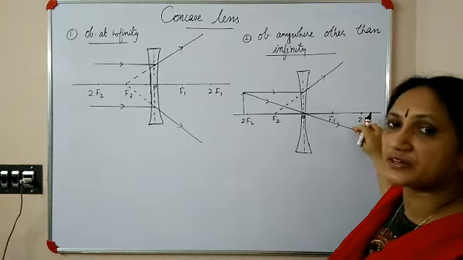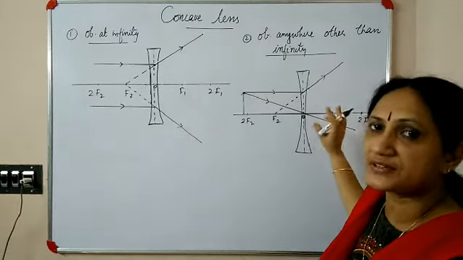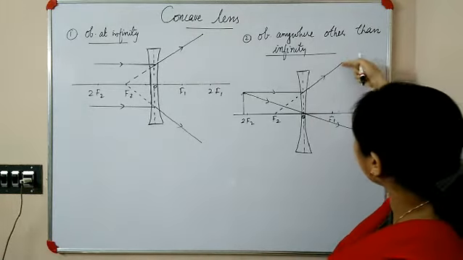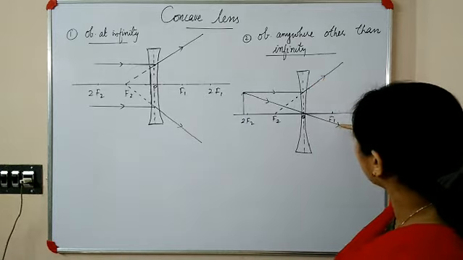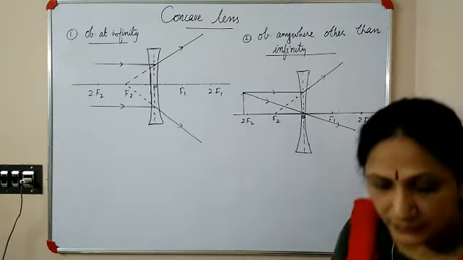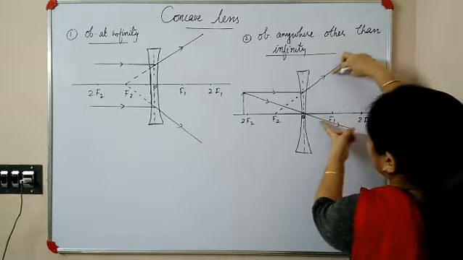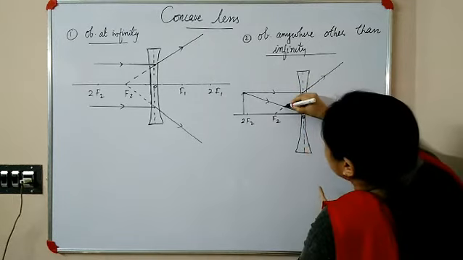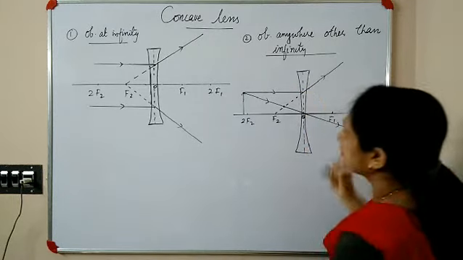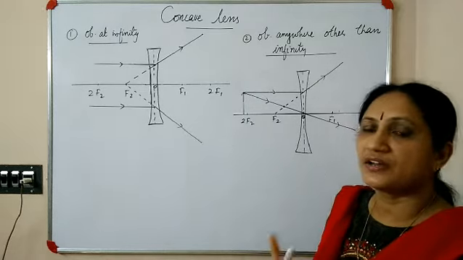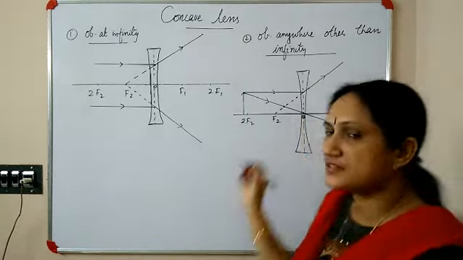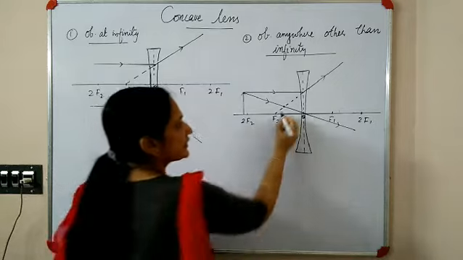Emergent rays are diverging rays, so they will never really meet. But when you extend them backward, look at these two emergent rays, they appear to meet at this point. So here you will get the virtual erect image. Since it is a virtual image, you have to draw it with a dotted line.